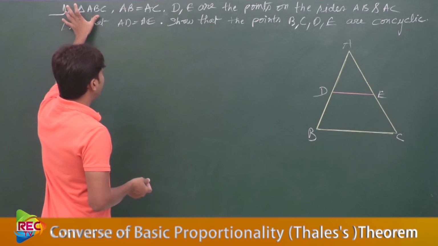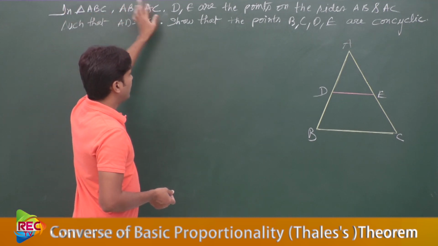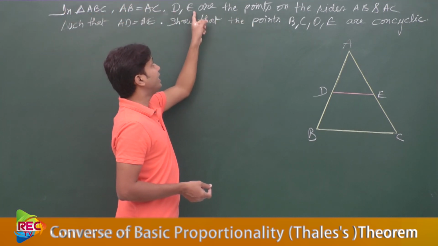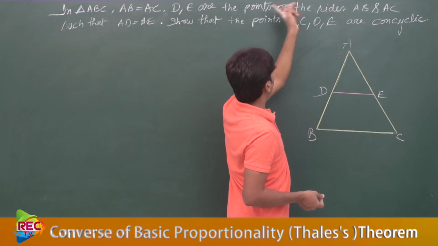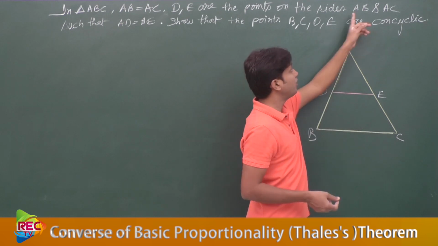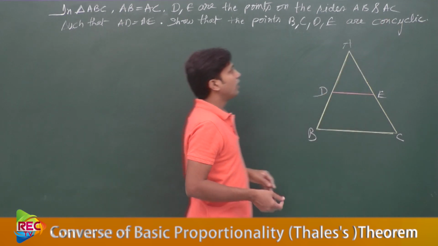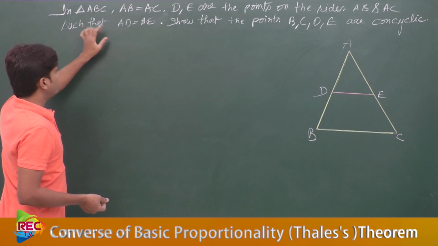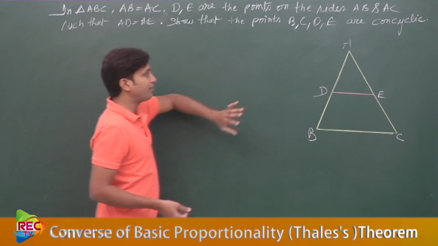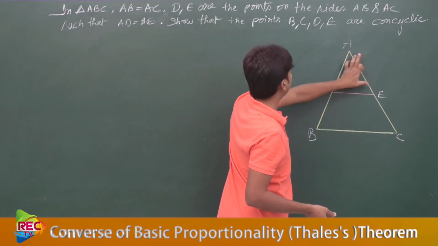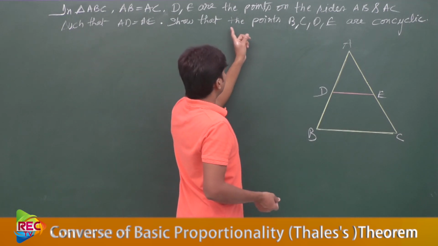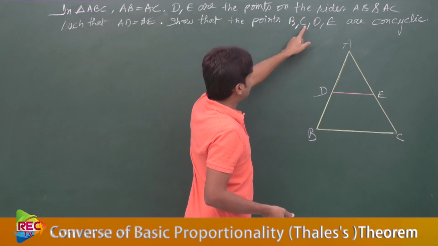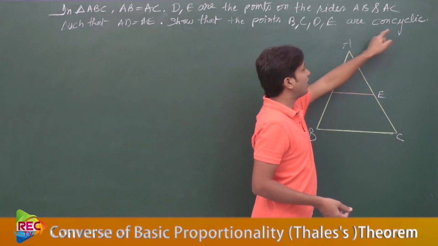We have given in triangle ABC, AB equal to AC. D and E are points on AB and AC, such that AD equal to AE. We have given here one more, that AD equal to AE. Show that the points B, C, D, E are concyclic.